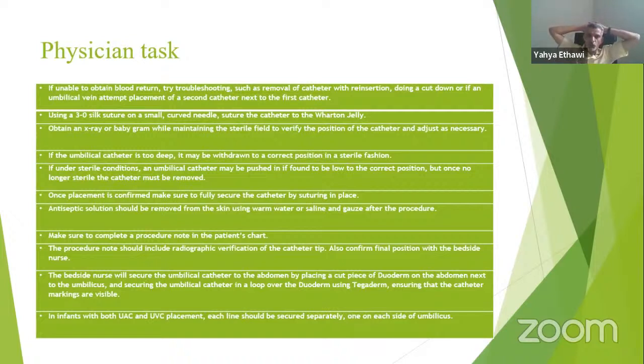It's very important not to suture to the skin. Please remember, not to the skin. You suture to the Wharton jelly, not to the skin.